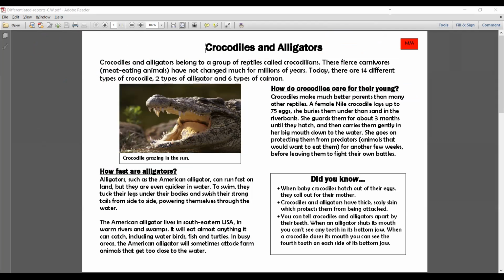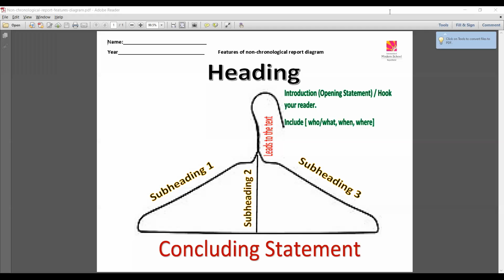All right, let's take another look at the features of a non-chronological report. Here it is. Here is a diagram that shows everything related to what we just said, summed up. So first we start off with the heading. Then we need, as I just said, the hook. This is the hook: an introduction or opening statement to hook your reader. And the hook leads us to the text.